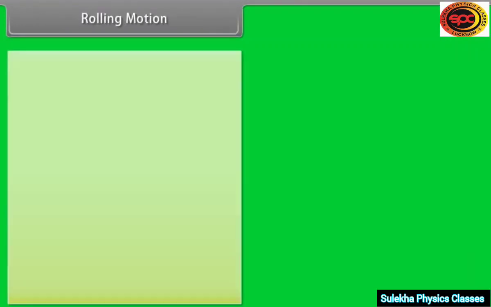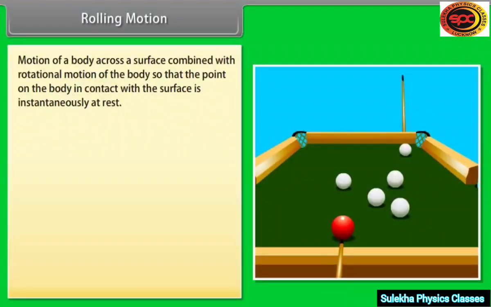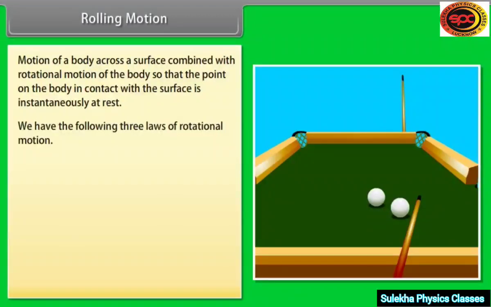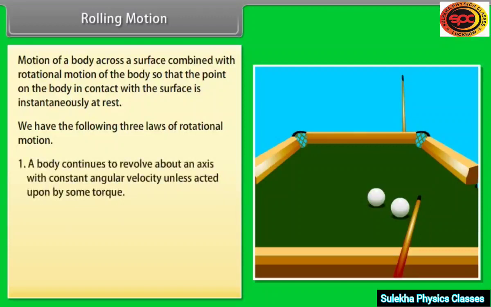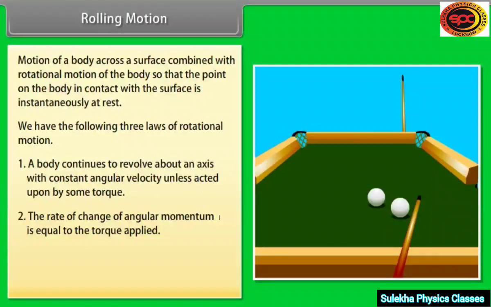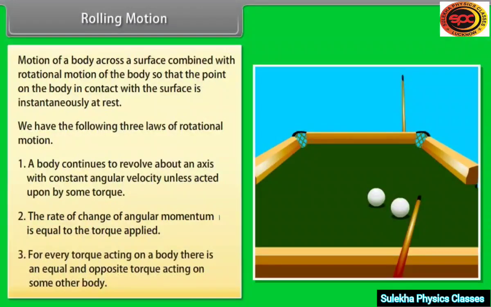Rolling motion. Motion of a body across a surface combined with rotational motion of the body so that the point on the body in contact with the surface is instantaneously at rest. We have the following three laws of rotational motion. Number 1. A body continues to revolve about an axis with constant angular velocity unless acted upon by some torque. Number 2. The rate of change of angular momentum is equal to the torque applied.